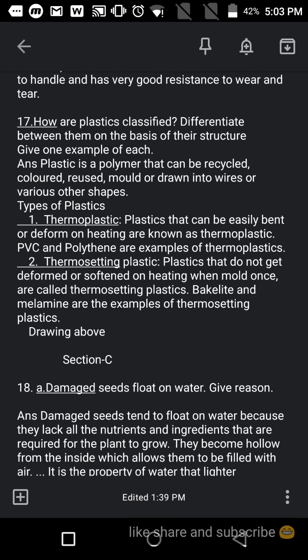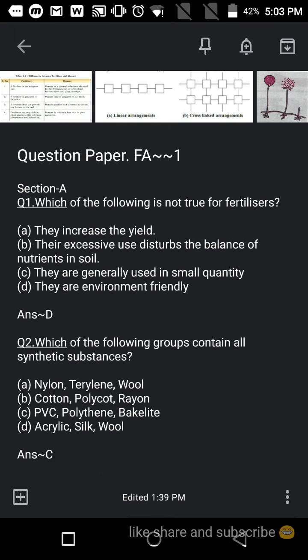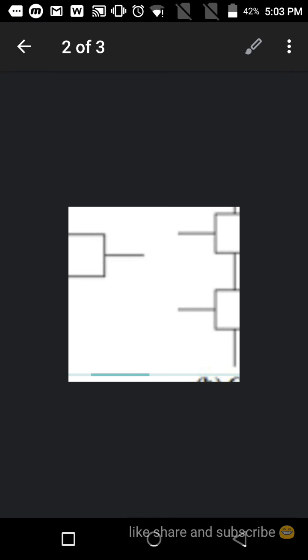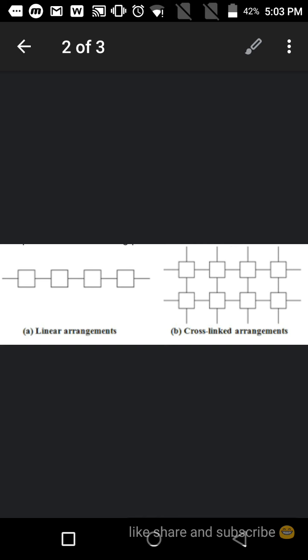Point number 2. Thermosetting plastic. Plastics that do not get deformed or soften on heating when molded once are called thermosetting plastics. Bakelite and melamine are examples of thermosetting plastics. I have a drawing above that will help you understand this topic more clearly. This is a drawing of a thermosetting plastic and a thermoplastic. One has a linear arrangement and one has a cross-linked arrangement. This is the main point of this question.